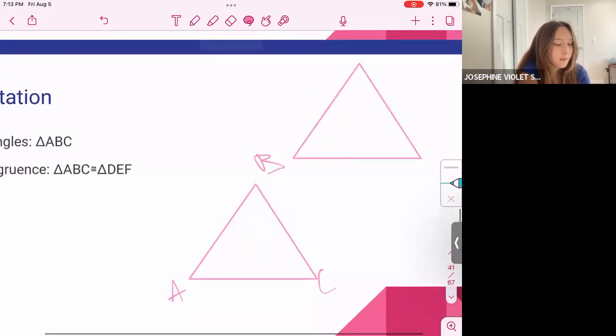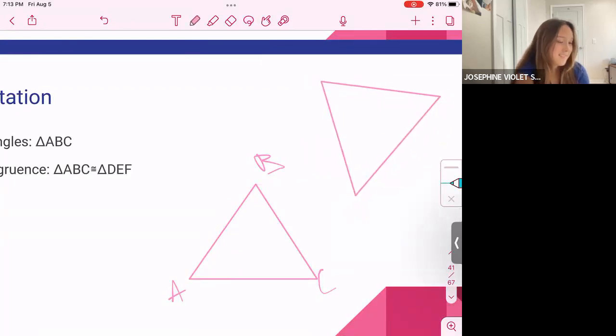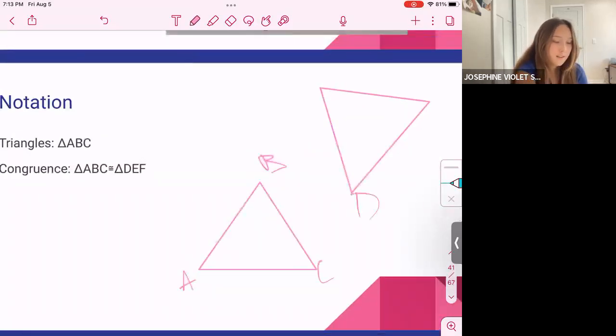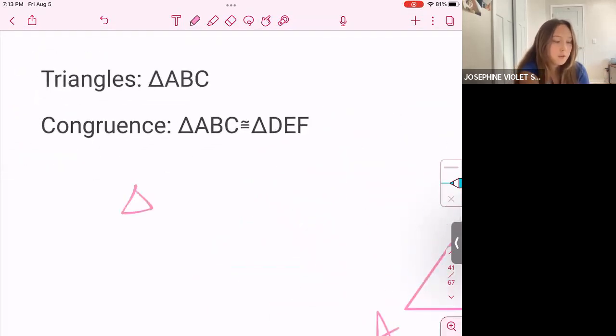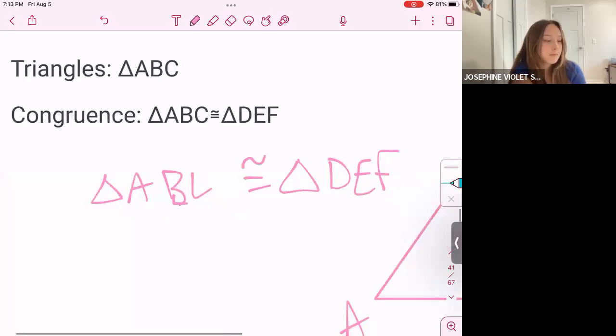I'm going to rotate it a little bit. Oops, kind of changed the size. But let's call this triangle DEF. It's a really great D and F. So because we know these two triangles are the same shape, all I did was copy it and rotate it a little. We know that they're congruent. And then we write it like this. We write triangle ABC is equal to, with a little squiggly line over it, triangle DEF. And that reads like triangle ABC is congruent to triangle DEF.